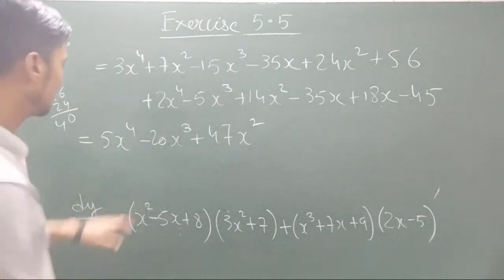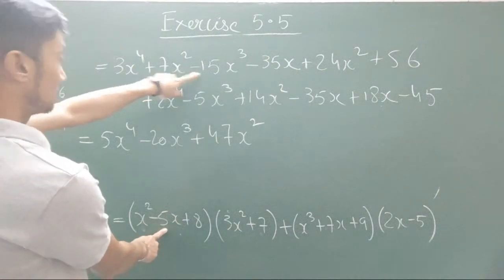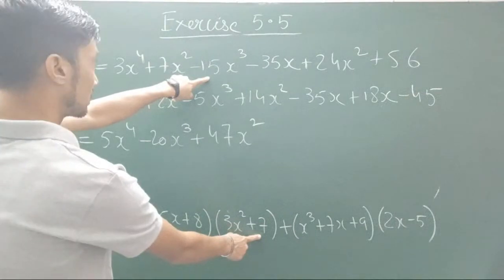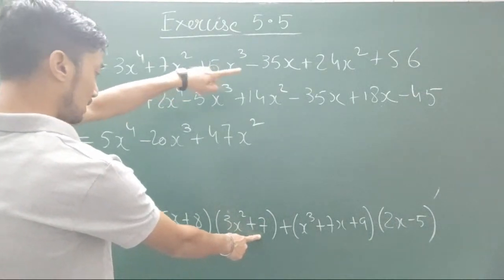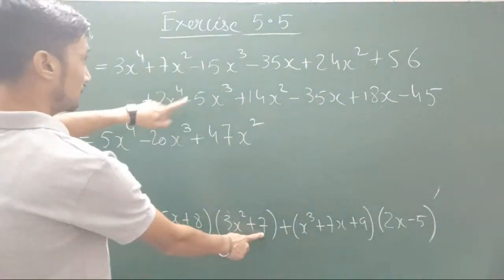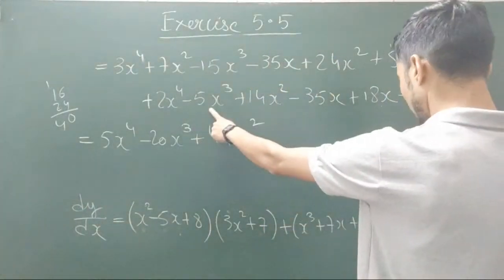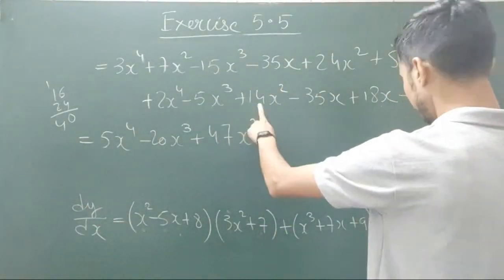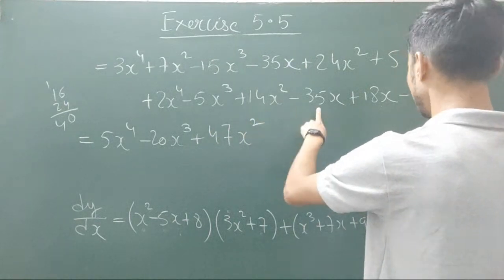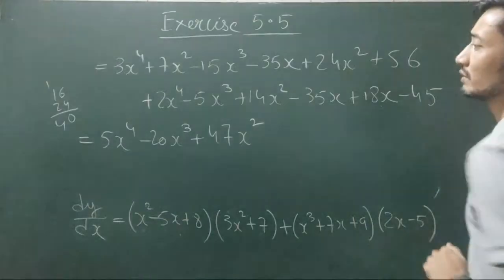I'm missing something, just check once. 3x power 4, 7x squared, 15x cubed minus 35x squared, no problem there. 24x squared, 56. Here 2x power 4 minus 5x cubed, 14x squared minus 35x, 18x minus 45.